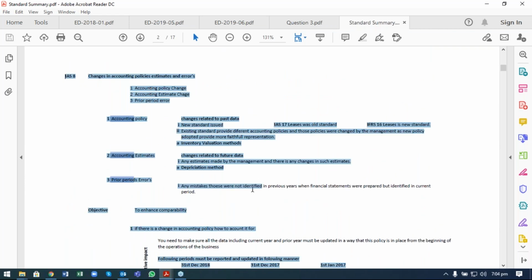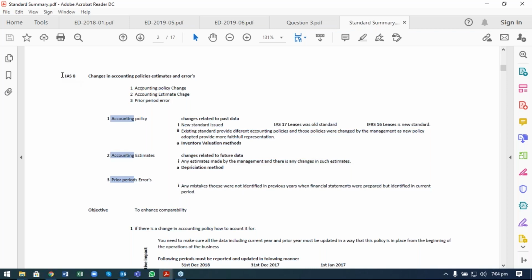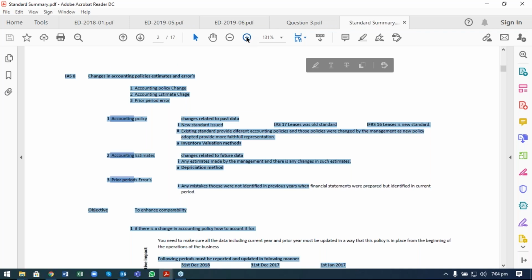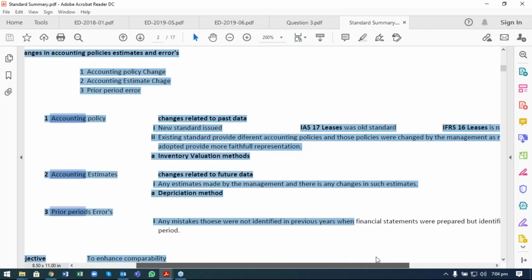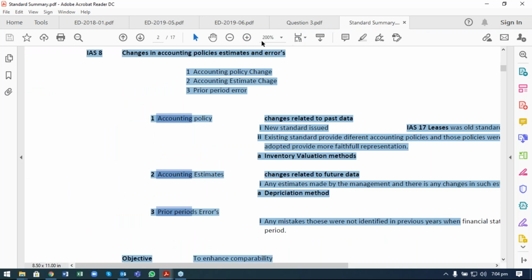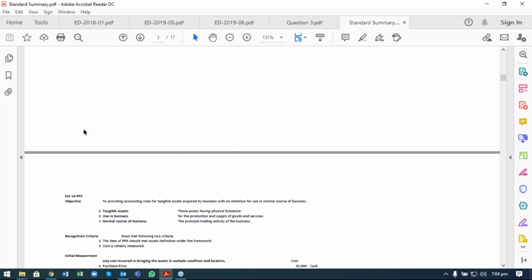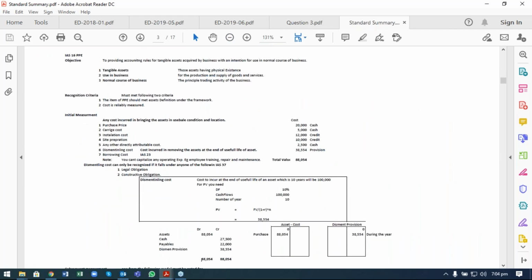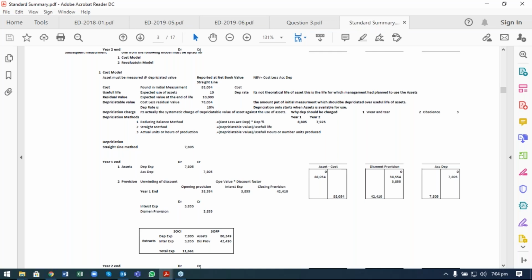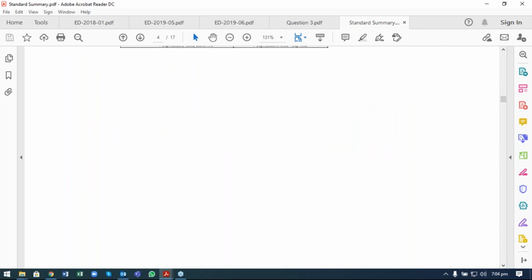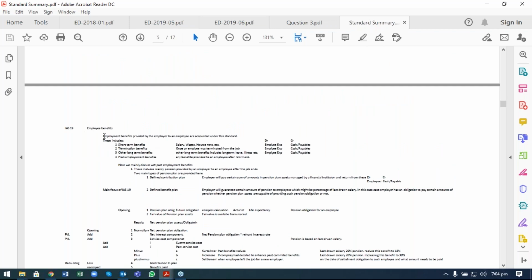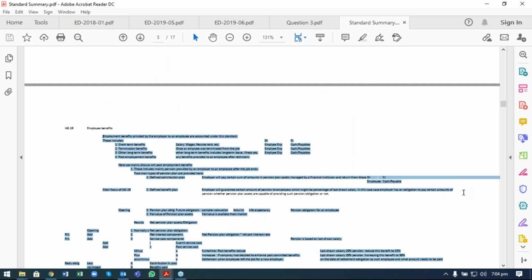I have prepared this file in a very short time, so if these things are not visible to you, then you can zoom this out. To make sure that this is visible to you, if you're looking into the next standard, I'm just showing you the next page. This is property, plant and equipment, it's pretty much clear. Then you have the other standard, which is IAS 19. You can see the font size is very small, it seems, in this document.